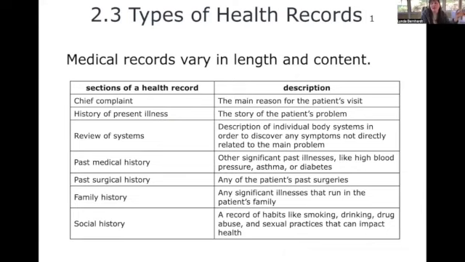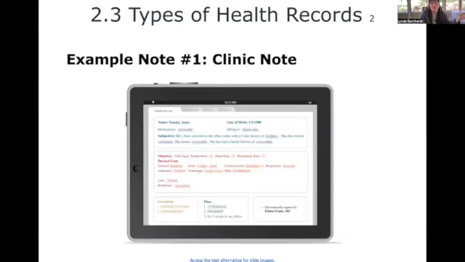Sections of the health record. These records can be very, very long, or they can be rather short, but each of them are going to have these parts. There's going to be a chief complaint, history, review of the systems, past medical history, past surgical history, even if it's 0, family history, social history. All of you have been to a doctor before, so you filled all these out. So that's what's going to be here.